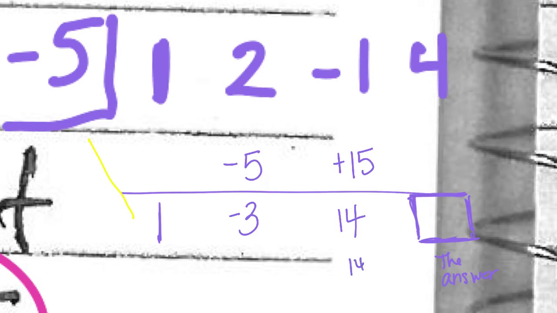The first thing I do is drop the 1. I multiply up: -5 times 1 is -5. Add down, I get -3. -5 times -3 is +15. Add down, I get 14. Well, I don't know what 14 times 5 is, so I'm going to find out very quickly. I get 70. So -5 times 14 is -70. And when I add down, the answer is -66.